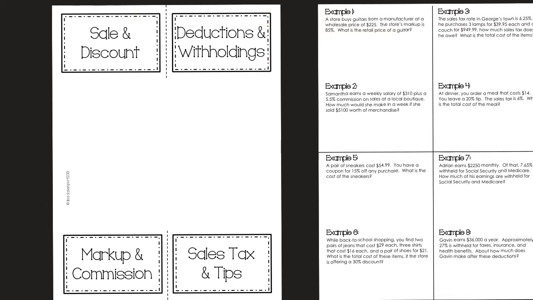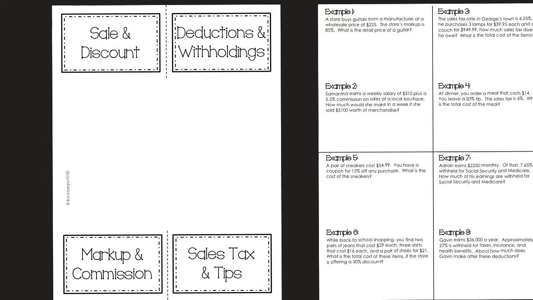Okay, so what we're going to do is look at a few different examples of markups and markdowns in different ways. You've got your sales and discounts, you've got your withholdings or deductions, you've got your markup. So this is going to be markup or commission, and then you've got sales tax. That's another way of a markup. So sales tax is markup, discounts is marked down, deductions is marked down, and then finally you've got just your typical markup on an actual item that you're selling.